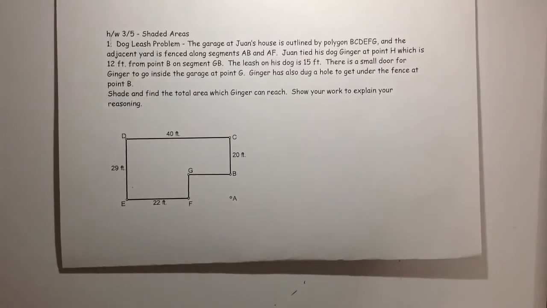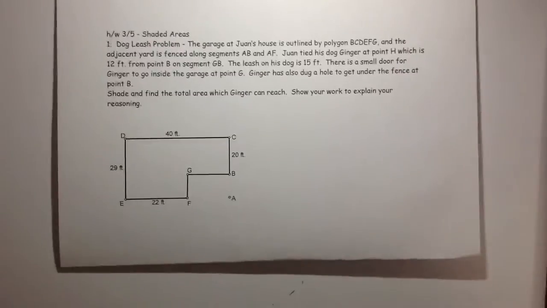I'm doing a video. A number of people asked me to do a video of these dog leash problems. So I'm going to do this one where the dog leash is inside a garage, or attached to the garage, I should say. And so in this problem, we've got a garage at Juan's house outlined by a polygon B, C, D, E, F, G, and the adjacent yard is fenced along segments A, B, and AF.